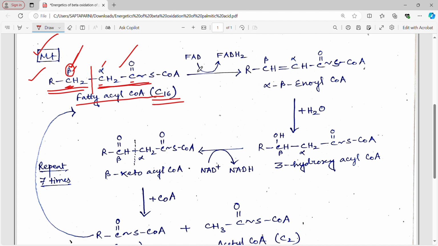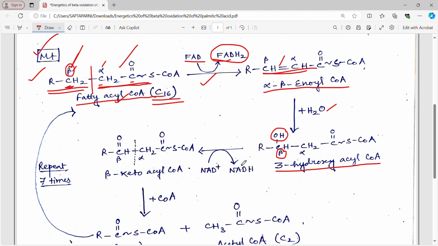In the first step, this is the oxidation step where FAD gets reduced into FADH2 and fatty acyl CoA gets oxidized into alpha beta enoyl CoA. Here the oxidation occurred, and between alpha and beta we can find a double bond. Okay, and after that this alpha beta enoyl CoA reacts with water and forms 3 hydroxy acyl CoA. That means see here at the beta position a hydroxyl group is attached. Okay, so 3 hydroxy acyl CoA is formed.